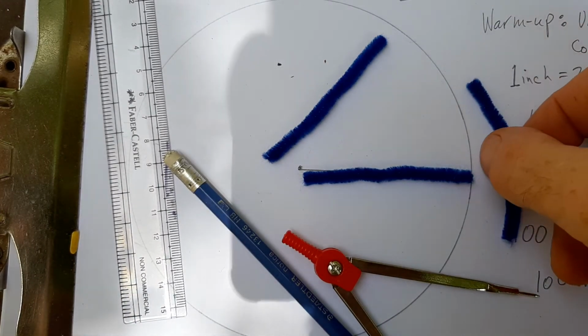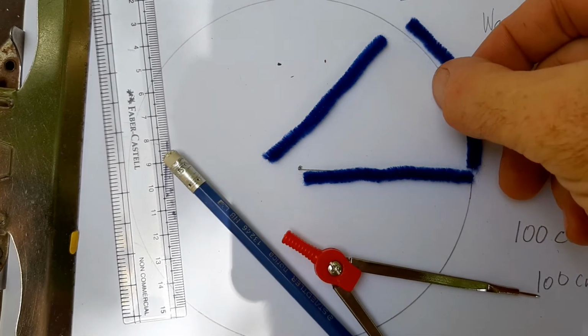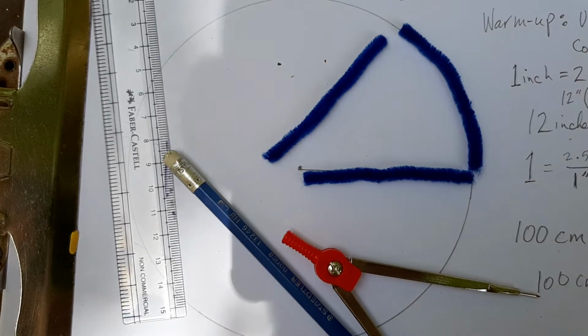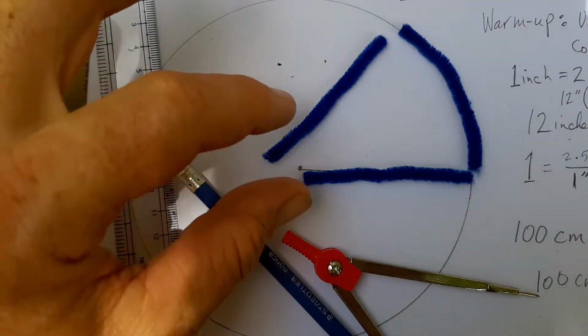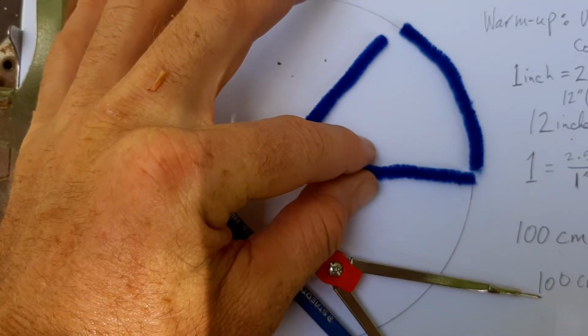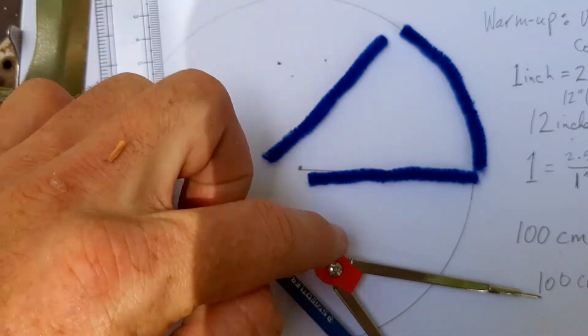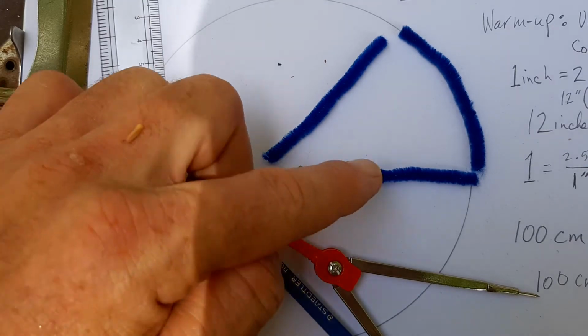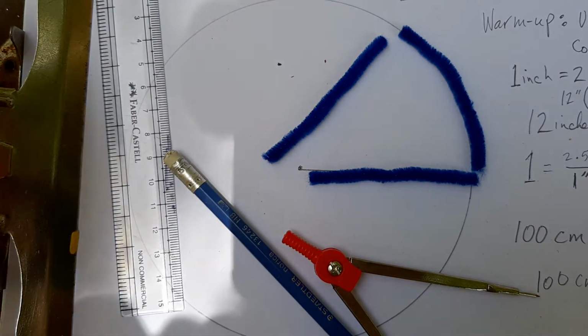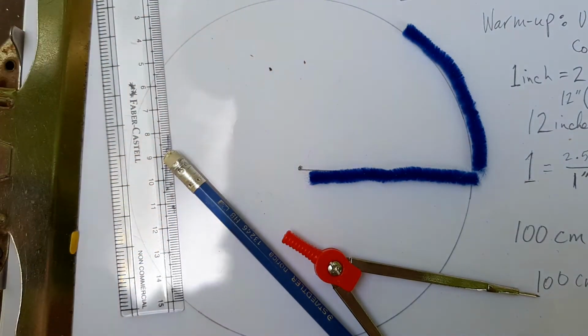So I got these little pipe cleaners. My kids were playing with pipe cleaners, so I thought, hey, maybe we can represent this. The radius of this circle is one pipe cleaner length, right? And so I lay one up there. How far do I go around?